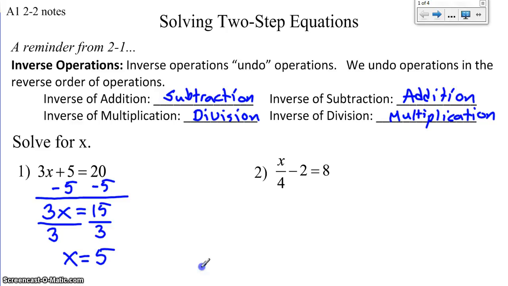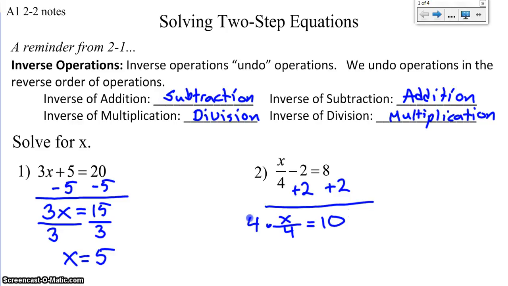In example 2, you can see we have a division and subtraction to deal with. We'll deal with the subtraction first because, again, we're following the reverse order of operations. So we'll add 2 to each side. That will give us x over 4 equals 10. Next, we need to, again, isolate the variable. To make that happen, multiply both sides of your equation by 4. So x would equal 40.